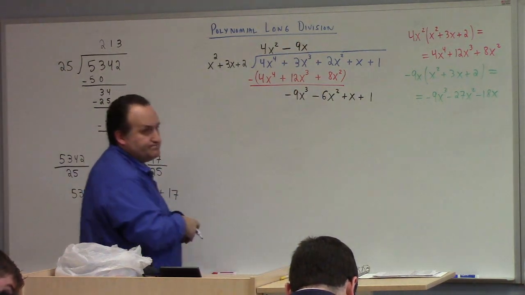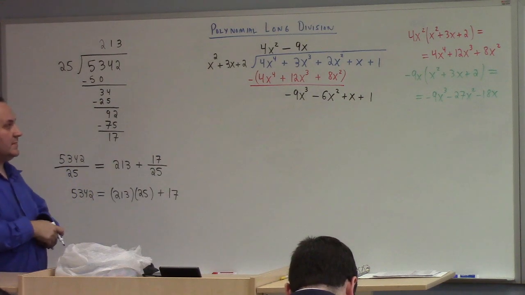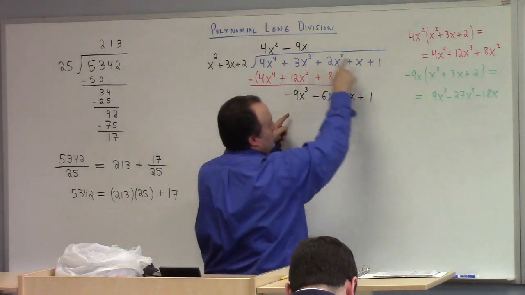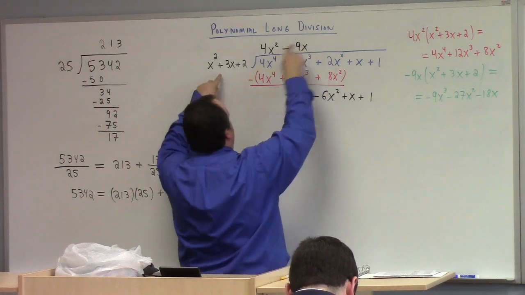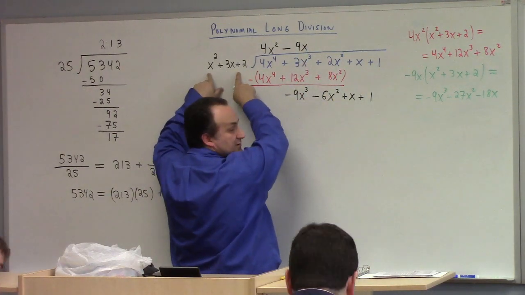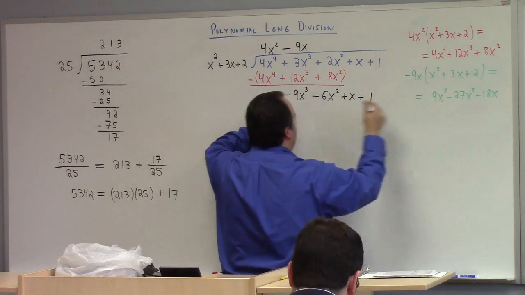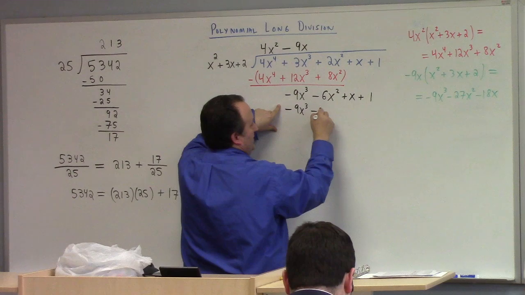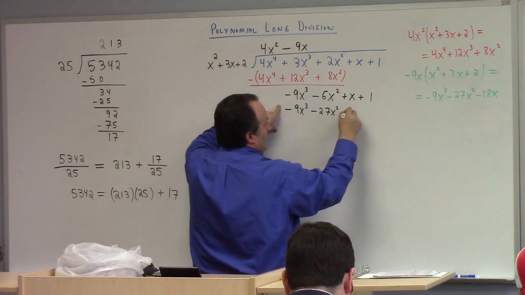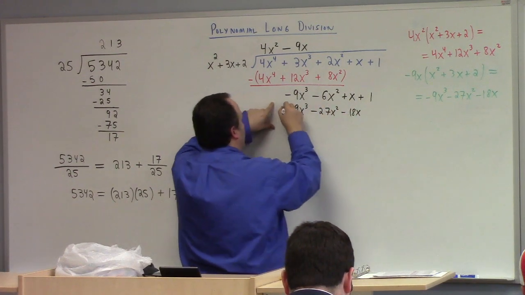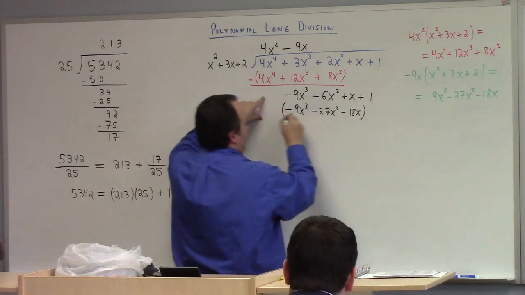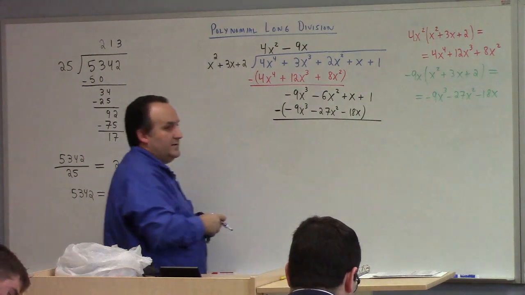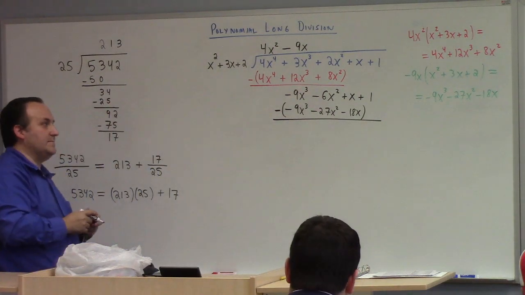All right? And when I do that, I multiply the 9x times the x squared plus 3x plus 2, like I did over here, and I put that down here. Minus 9x cubed minus 27x squared minus 18x. Now I got to be careful. I put some parentheses here, guys, just to emphasize that I have to subtract all of that. All right? We have to mind the signs.